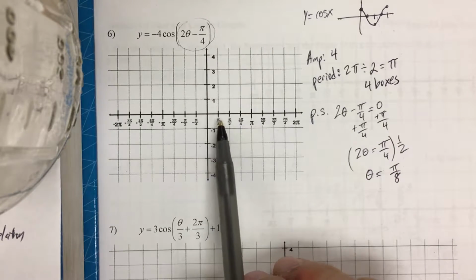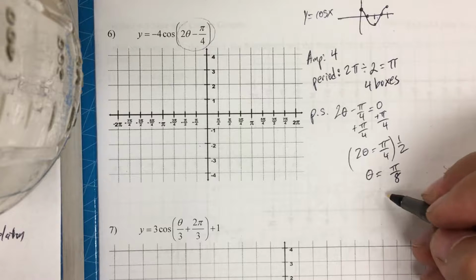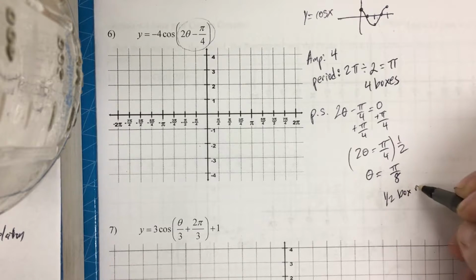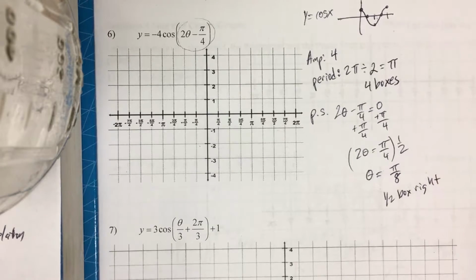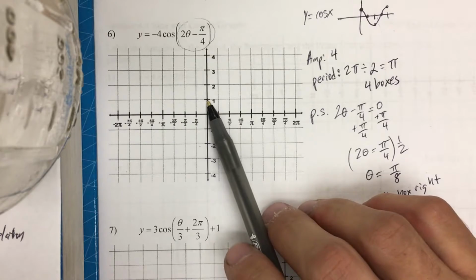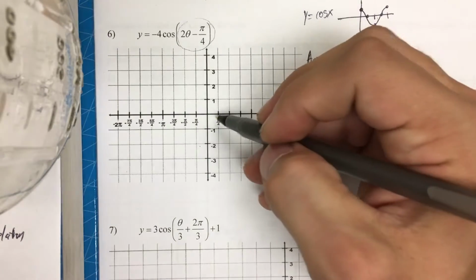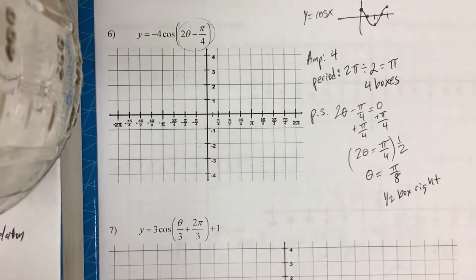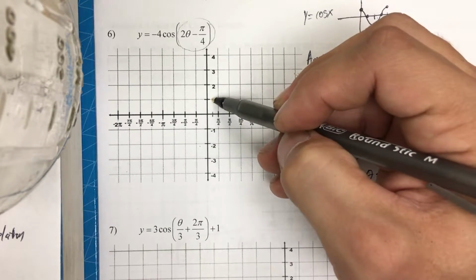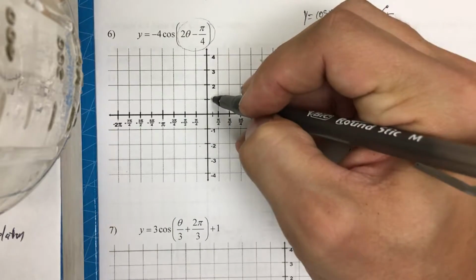Now, since all of our boxes are pi over 4, this is going to be a phase shift of 1/2 box, and we're going to go 1/2 box right. So when we look at that, remember, we usually start off at (0, 1). So I'm going to start at 1/8 pi, or pi over 8, and I'd usually start up here at 1. Now I'm going to put a little open dot right there.